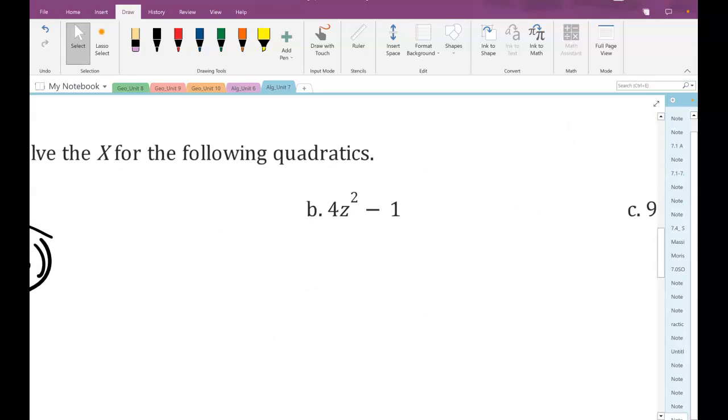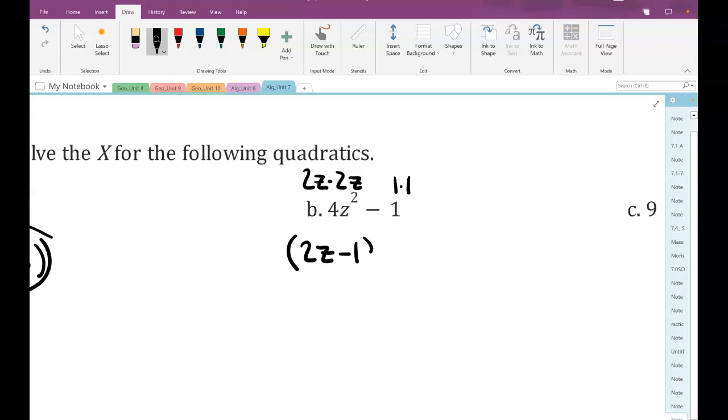For example B, we're going to do the same thing. What can we multiply by itself to get 4z squared? Well, to get 4, I could take 2 times 2. To get z squared, I could take z times z. So this is 2z times 2z. And 1 is a perfect square of itself; I can get to 1 by just taking 1 times 1. So using the difference of two squares, I can say 2z minus 1 and 2z plus 1.